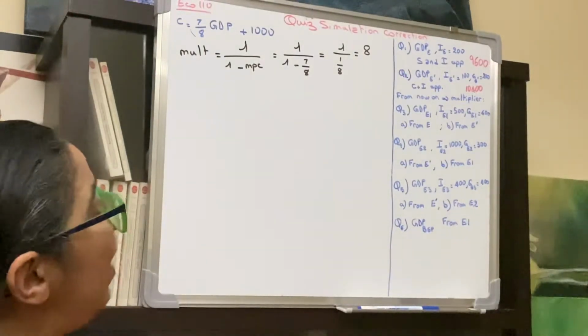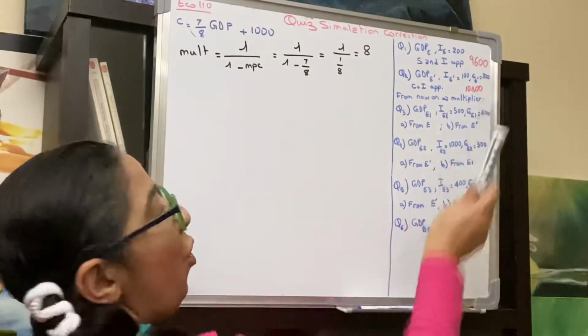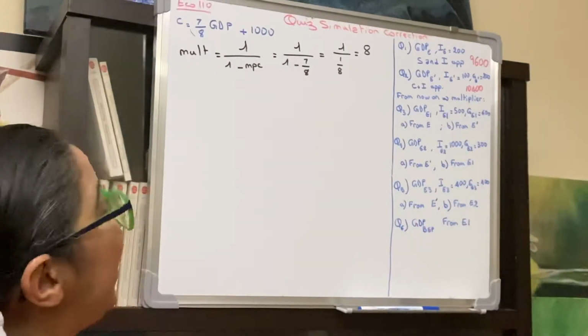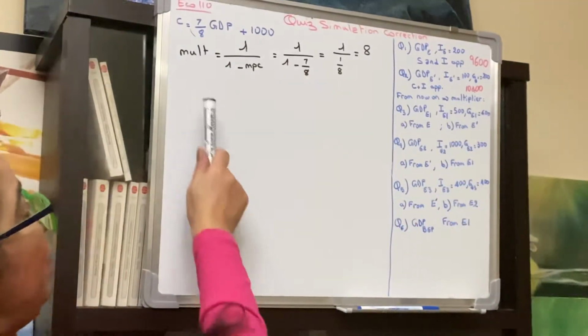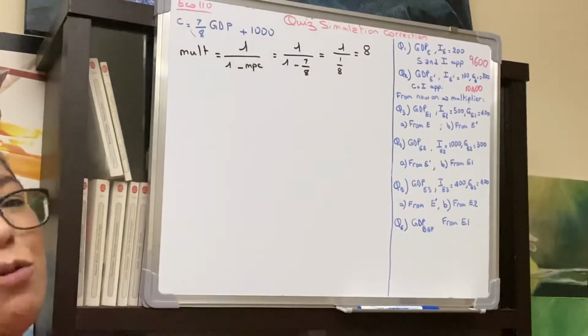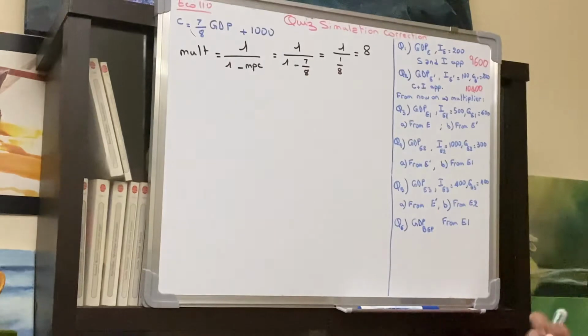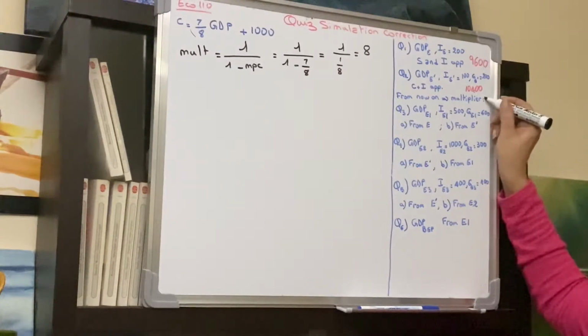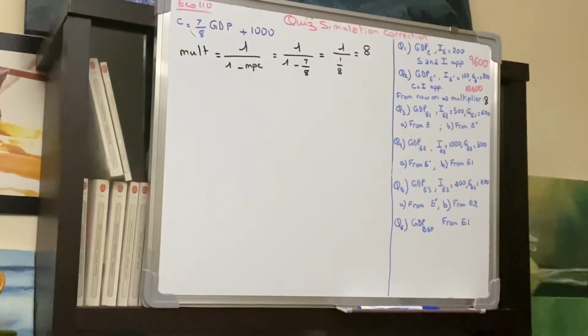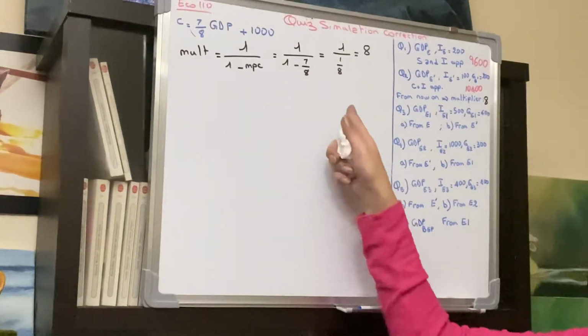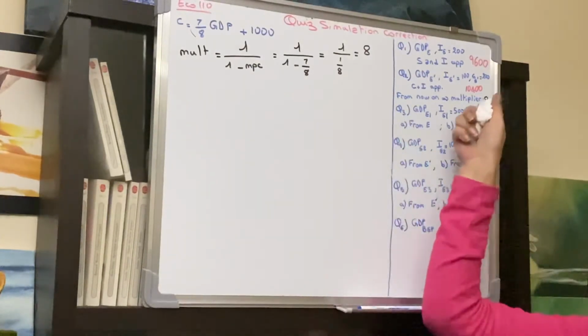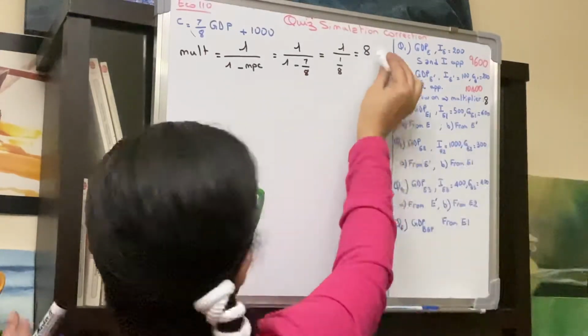So I'm going to write my multiplier over here so that I use it when I need it, because I need the space, so I need to erase this. So my multiplier is equal to 8, and I'm moving on. You know how I did it? Now I can use it and move to the other question.